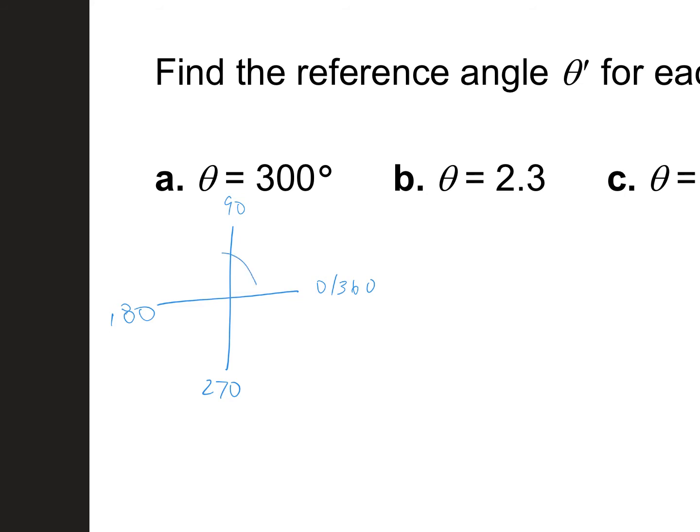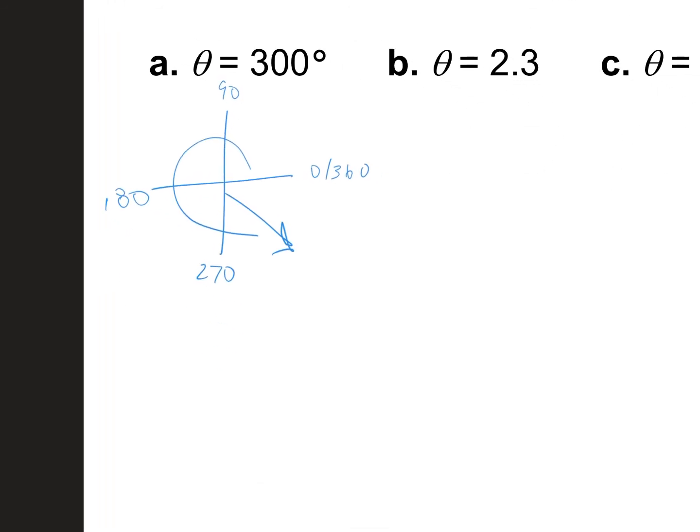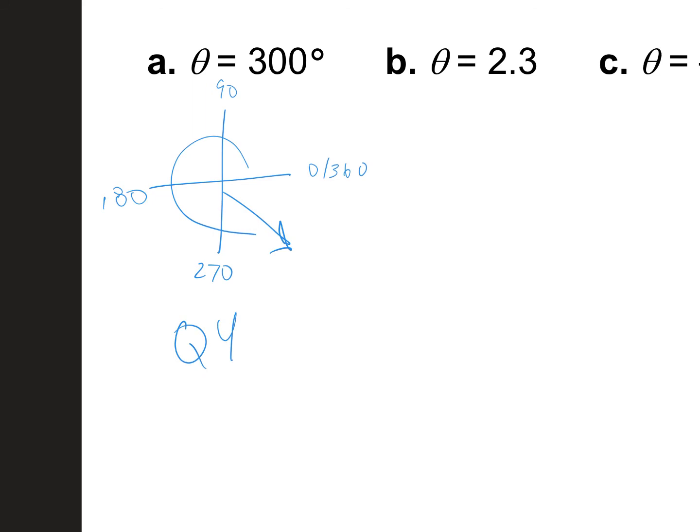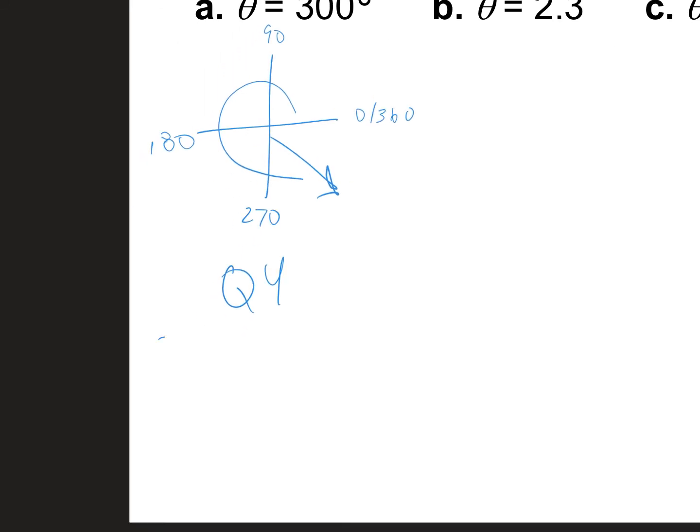270 and 360. It's over here somewhere. What quadrant is that? 4. So your angle that they gave you is in quadrant 4. What is the rule for quadrant 4? 360 minus the angle, which is what? 60 degrees. Check your answer.